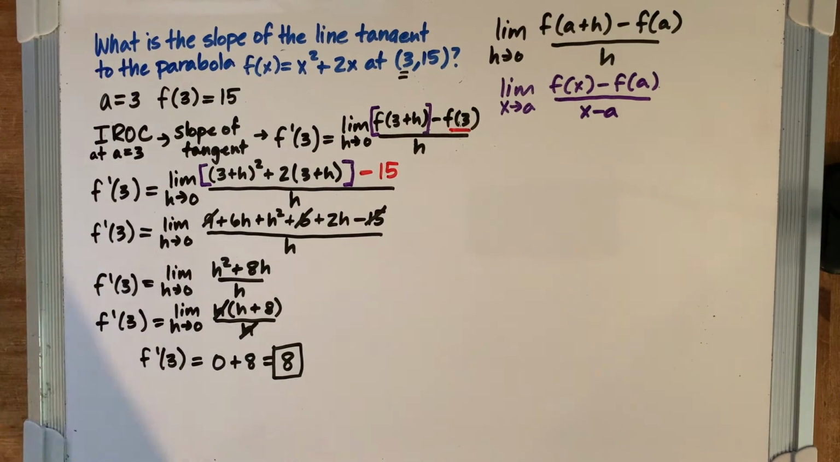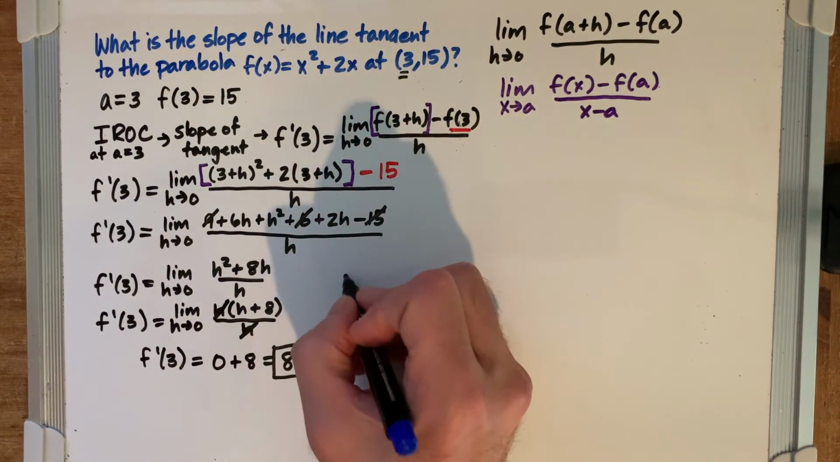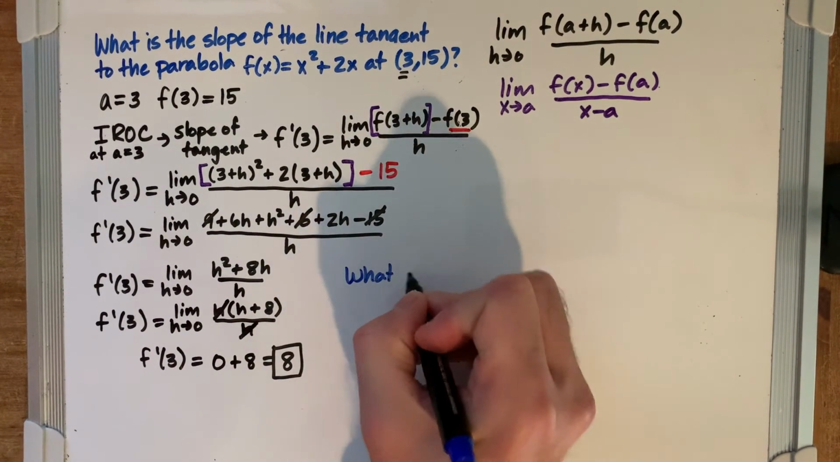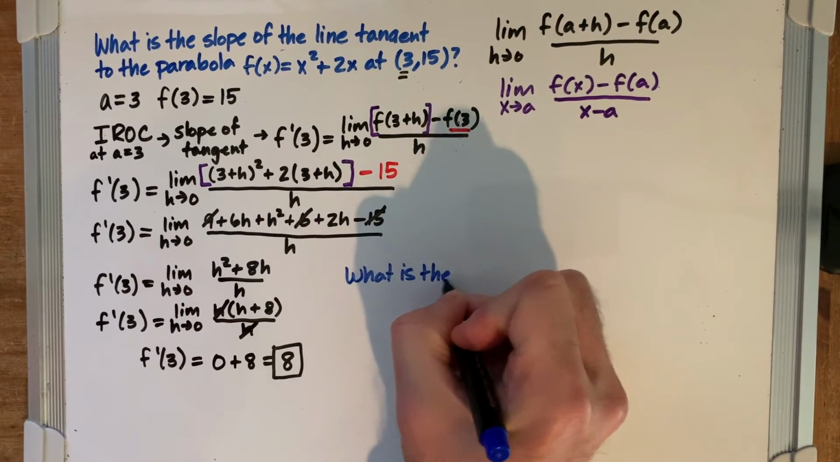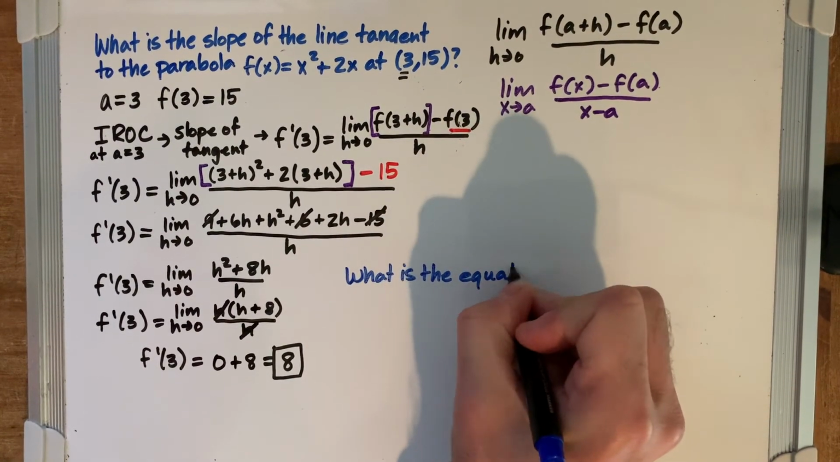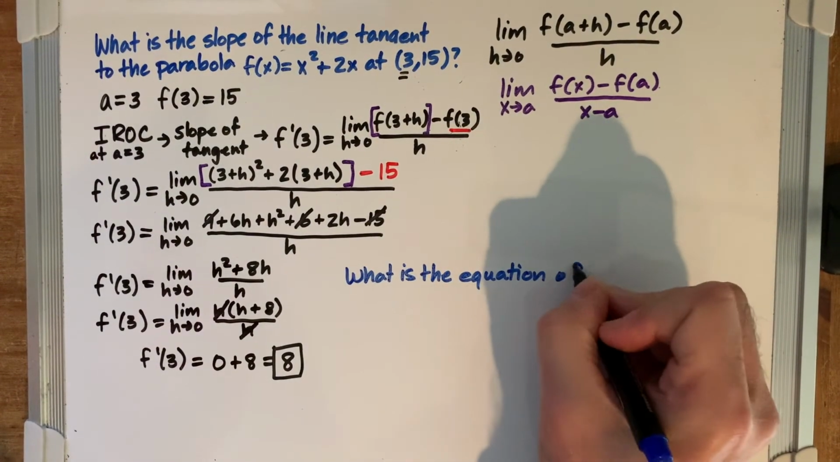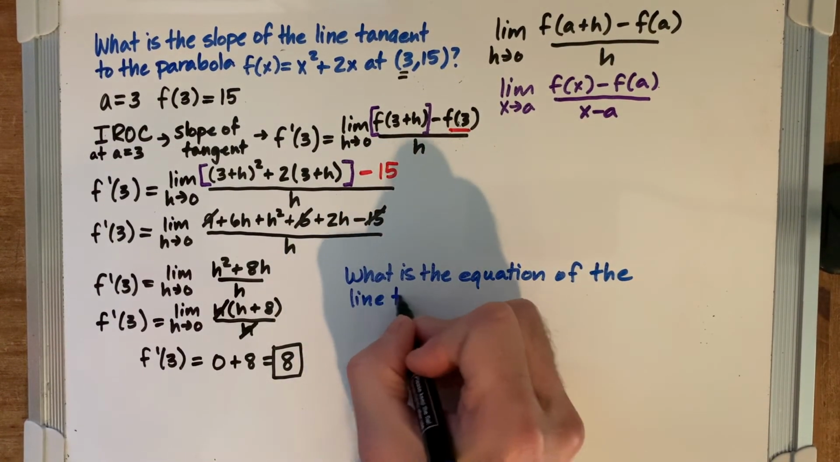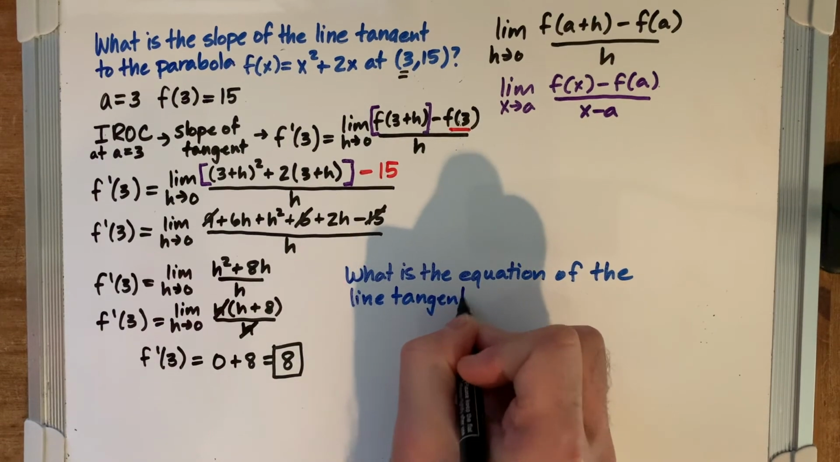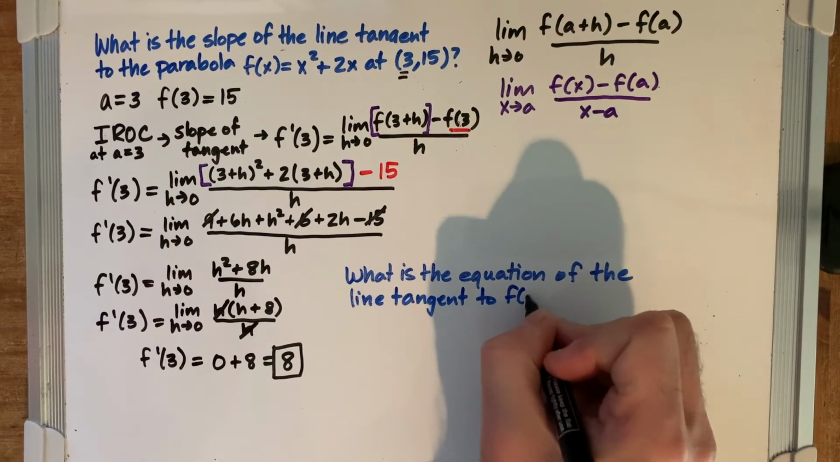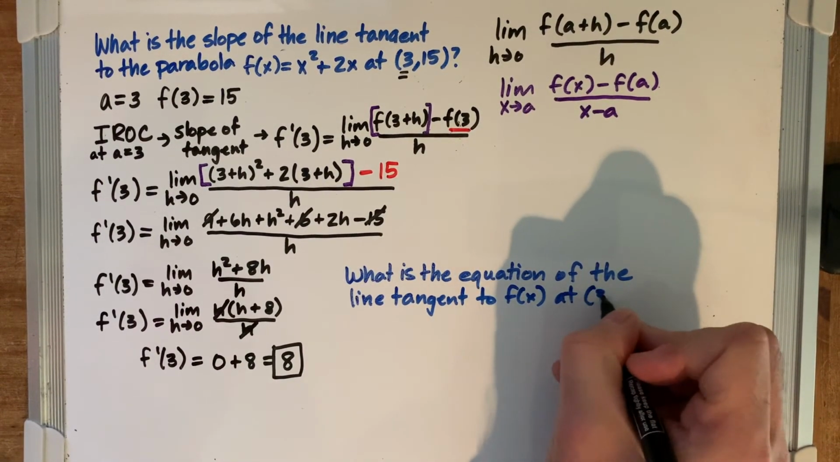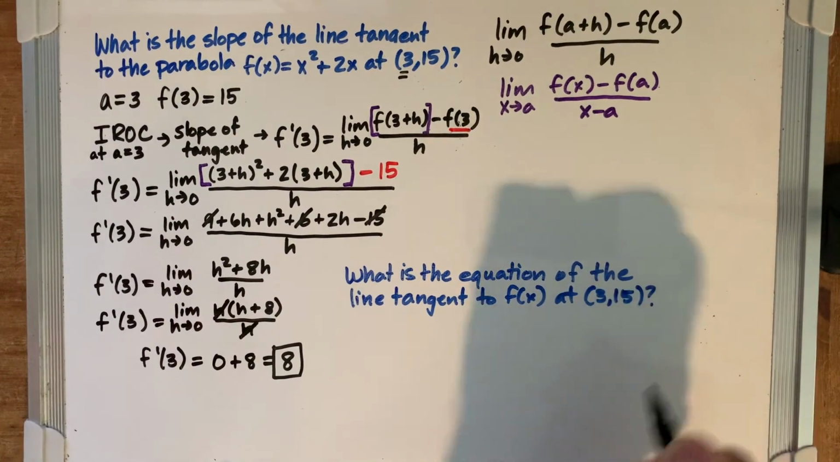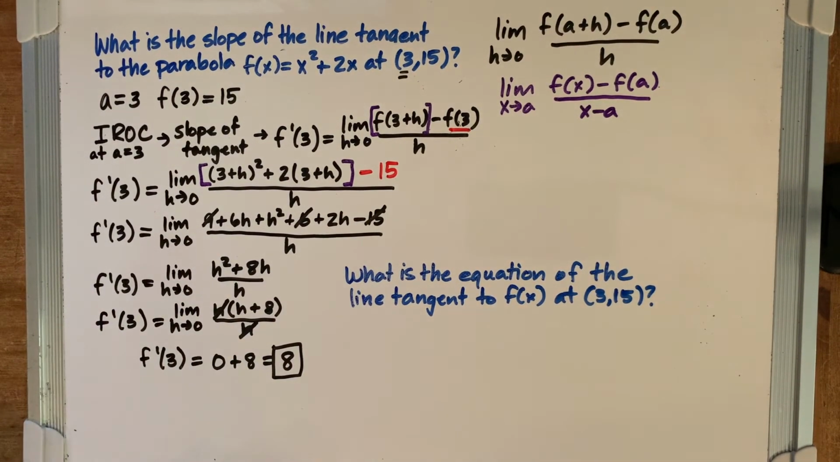Okay, now usually a good follow-up question would be, what is the equation of the line tangent to f of x at (3, 15)? So now we know the slope is 8, and we have a point that is on this tangent line, (3, 15).